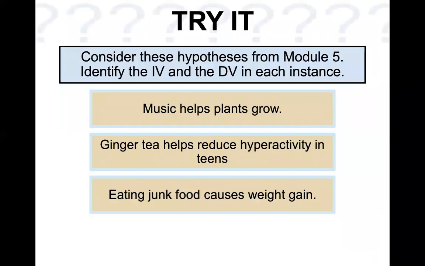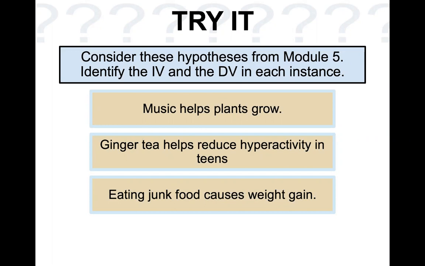So consider these hypotheses from Module 5. Identify the IV and the DV in each instance. Music helps plants grow. Well, the independent variable would be music. If you applied some sort of music to the experimental group of plants, but not the control group, the music would be the IV and the growth of the plants would be the dependent variable.